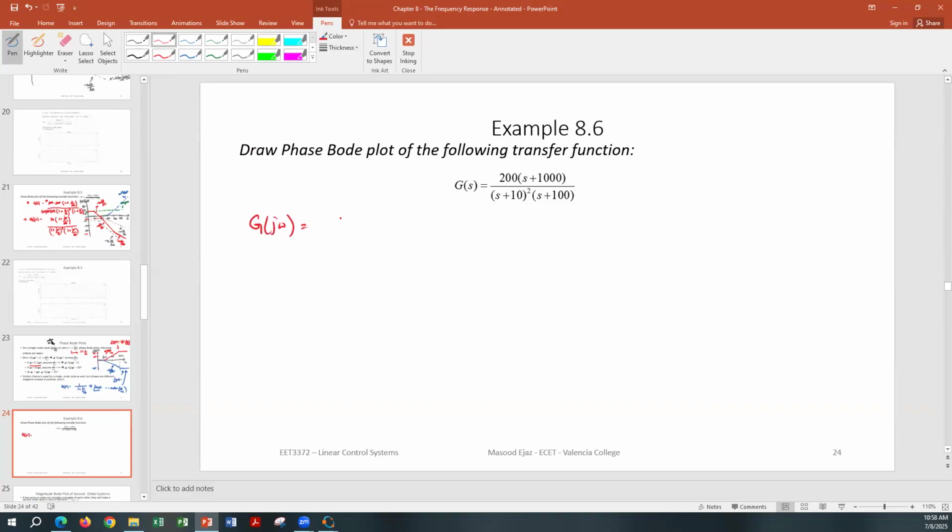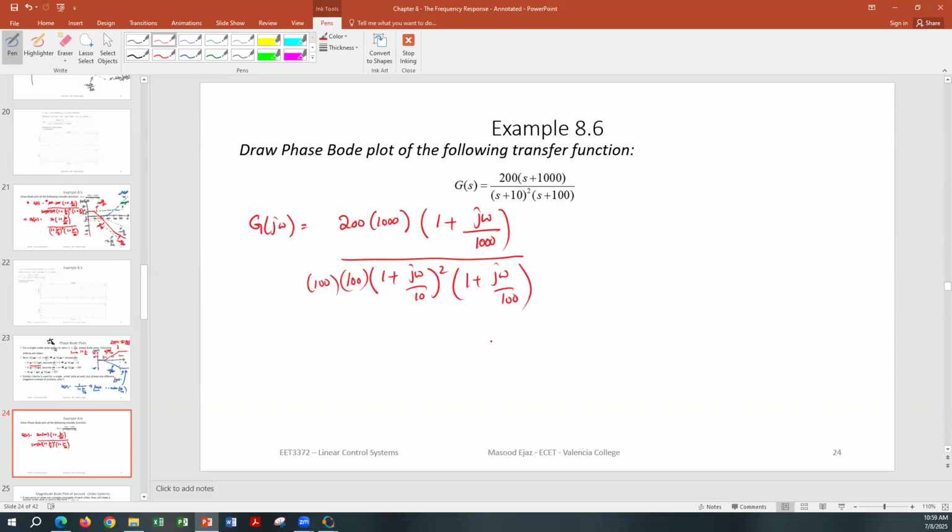G(j omega) is equal to 200, and then I'm going to take this out times 1000, 1 plus j omega over 1000, over s plus 10 squared, so I'm going to take 10 and 10 out. That's going to become 100. 1 plus j omega over 10 squared, and then I'm going to take 100 out from here. 1 plus j omega over 100.